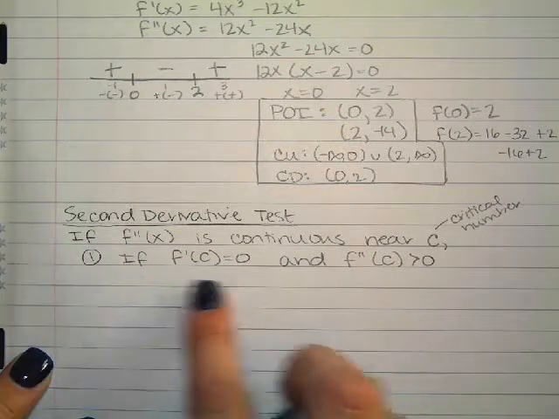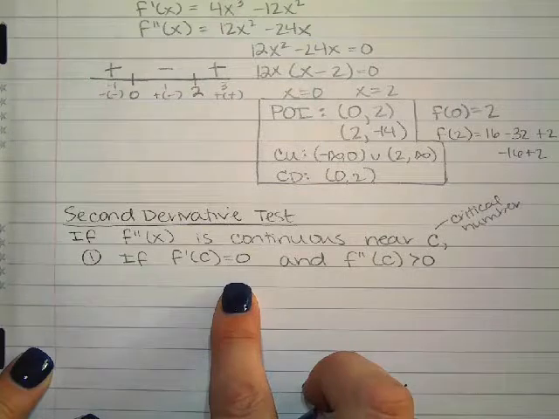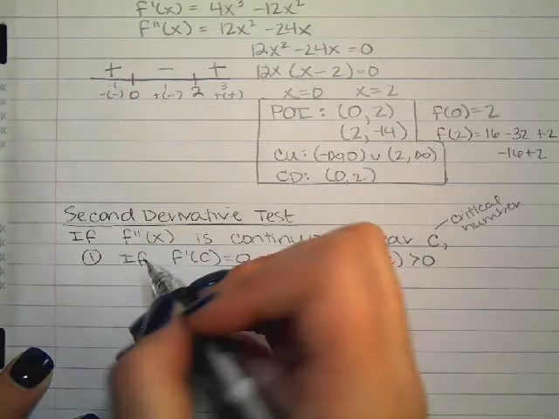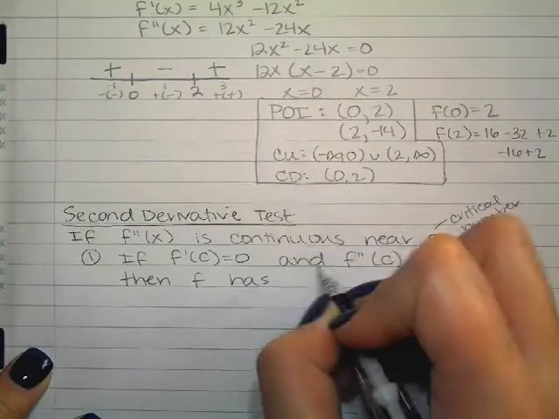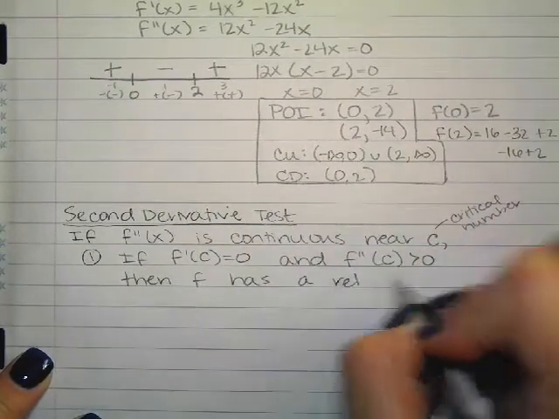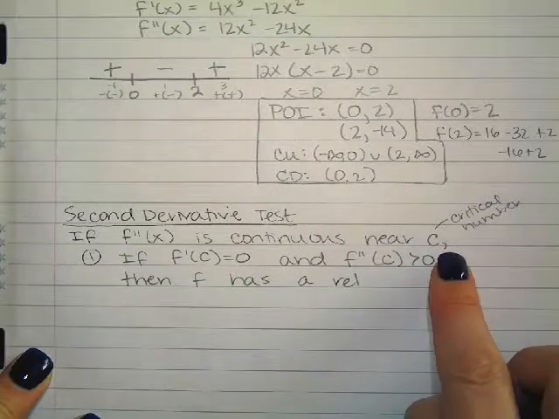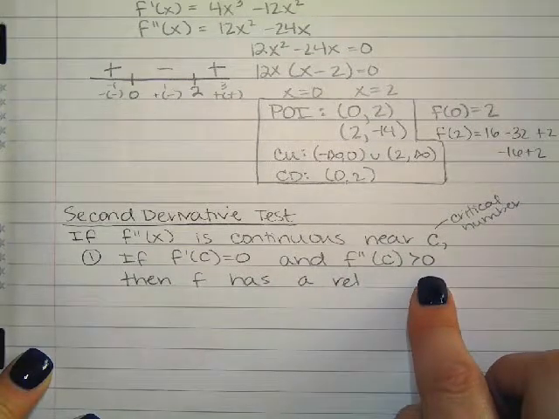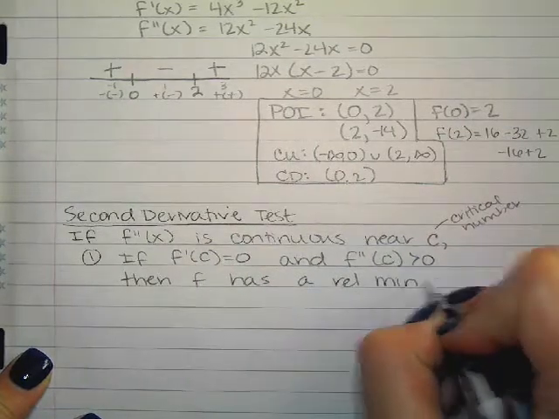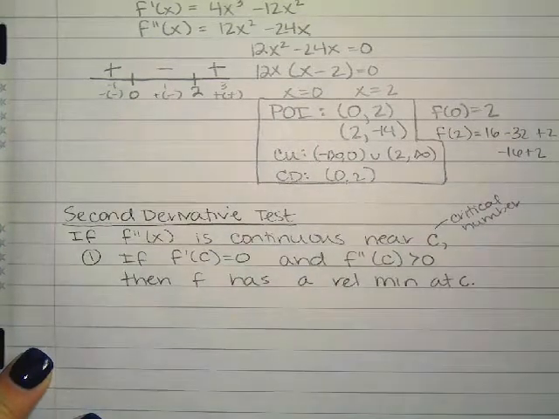All right, so if f prime of C equals 0 and f double prime of C is positive, then f has a relative, should it be a max or a min? So greater than 0 at C means it's concave up. Oh, min. That would be a min, right? Because it's concave up there.